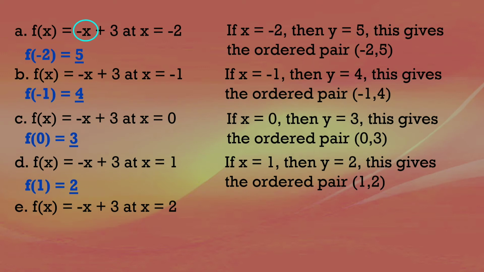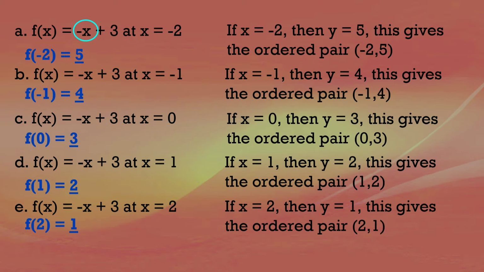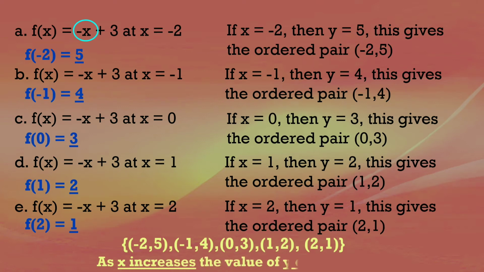Letter E, f of x equals negative x plus 3 at x equals 2. So, f at 2 is equals to 1. If x equals 2, then y equals 1. This gives the order pair 2, 1. So, ang mga order pairs niya ay negative 2, 5, negative 1, 4, 0, 3, 1, 2, 2, 1. So, as you can see, as x increases, the value of y decreases. Kasi yung ating variable dito ay negative.